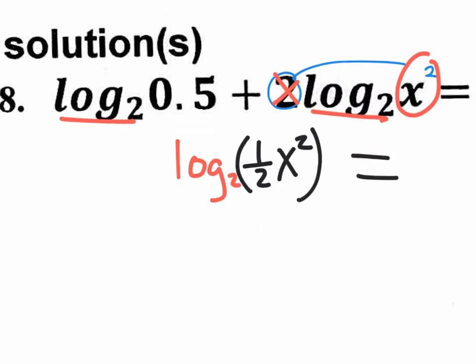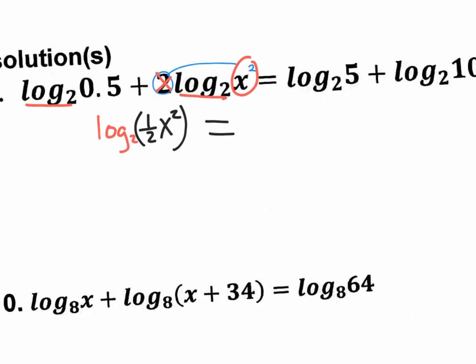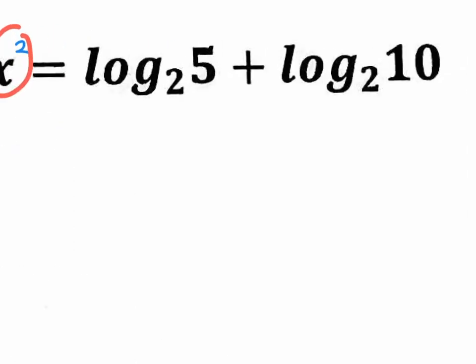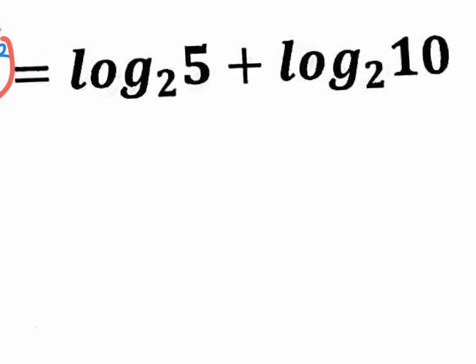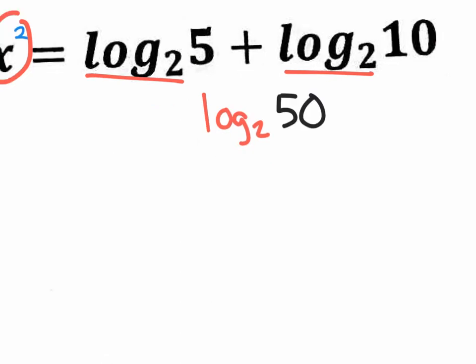Now let me take a look at the right side of the equation. The right side of the equation also has addition right there, which means that I'm going to be able to also condense this log base 2 and this log base 2 to a single log base 2. Again, with the product property. The plus sign means that we're going to be using the product property. If it were a minus sign, we'd be using the quotient property. So the plus sign gives us the product property. Product means multiply. I need to multiply the 5 times this 10. 5 times 10 is 50. So on the entire right side of the equation, we have log base 2 of 50.